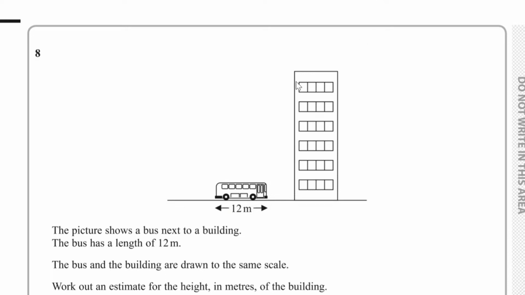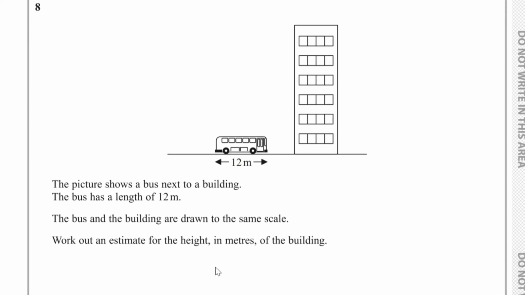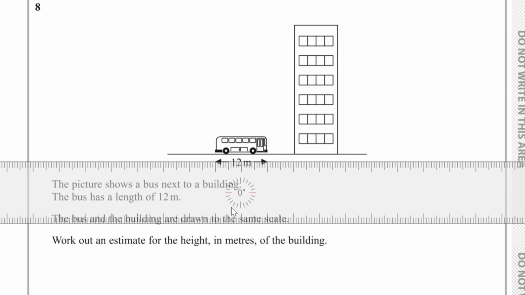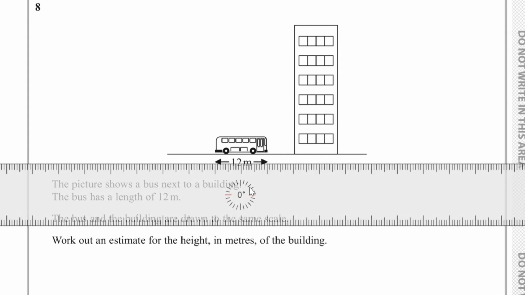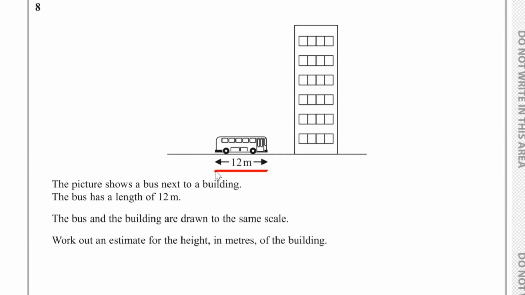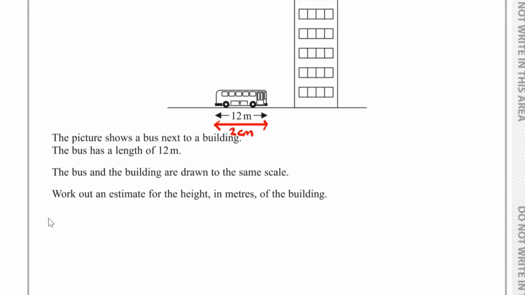Question number 8. The picture shows a bus next to a building. The bus has a length of 12 meters. The bus and the building are drawn to the same scale. We have to work out an estimate for the height in meters of the building. Well, if I measure, what we can see is here we have 2 centimeters. So, in other words, 2 centimeters would represent 12 meters.